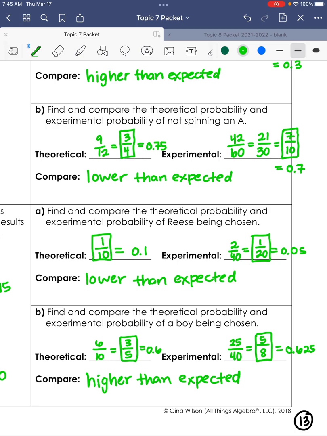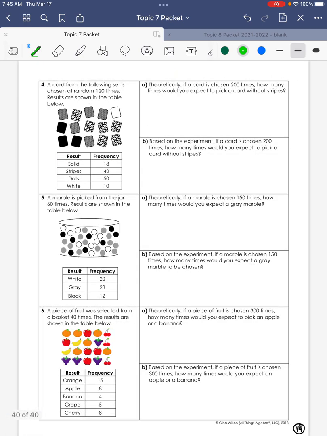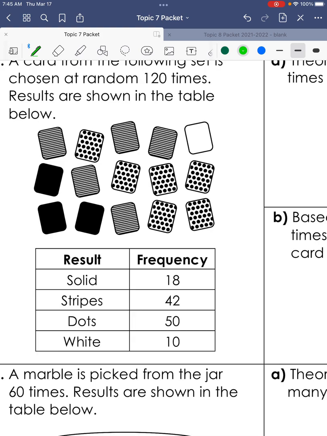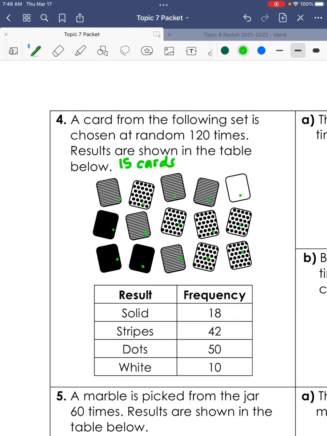Okay, let's move on to page 14. So a card from the following set is chosen at random 120 times. Results are shown in the table below. First of all, how many cards are there? When I count 1, 2, 3, 4, 5, 6, 7, 8, 9, 10, 11, 12, 13, 14, 15. There are 15 cards. That means that there are going to be 15 total outcomes. So when I do my theoretical probability, my denominator should be 15.